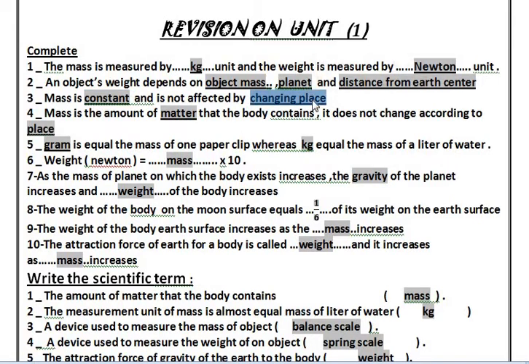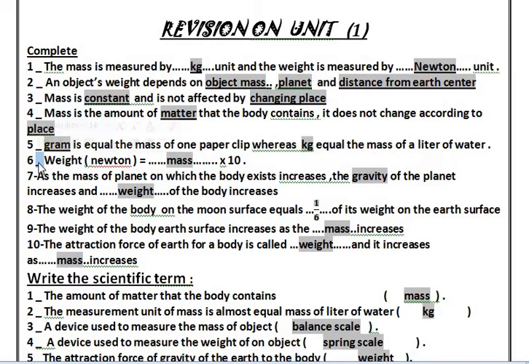ما بتتغيرش مع تغير المكان. Number 4, mass is the amount of what? Mass is the amount of matter that the body contains, and it doesn't change according to place. 5. Space is equal the mass of one paper clip, whereas space equal the mass of 1 liter of water. The gram equal 1 paper clip, whereas kilogram equal 1 liter of water.